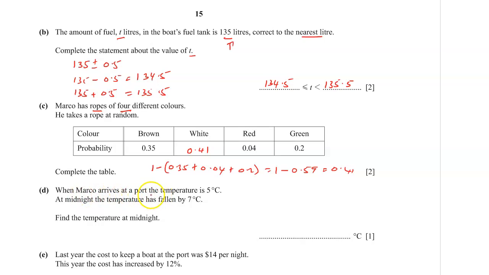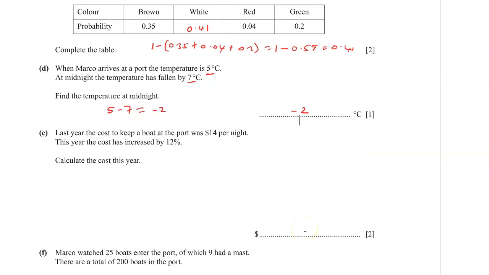Marco arrives at a port. When Marco arrives at a port, the temperature is 5 degrees. At midnight, the temperature has fallen by 7 degrees. Find the temperature at midnight. 5 take away 7 will give you -2. So the temperature is really cold, -2.